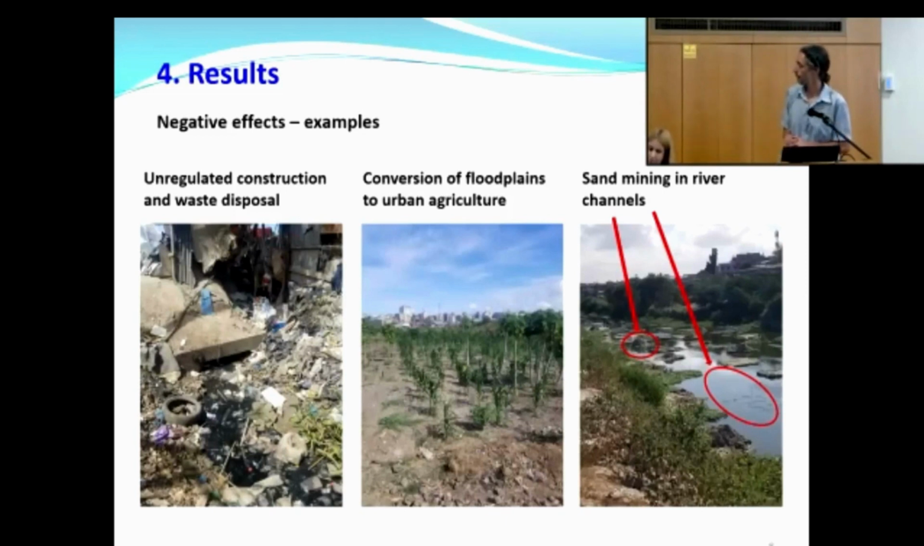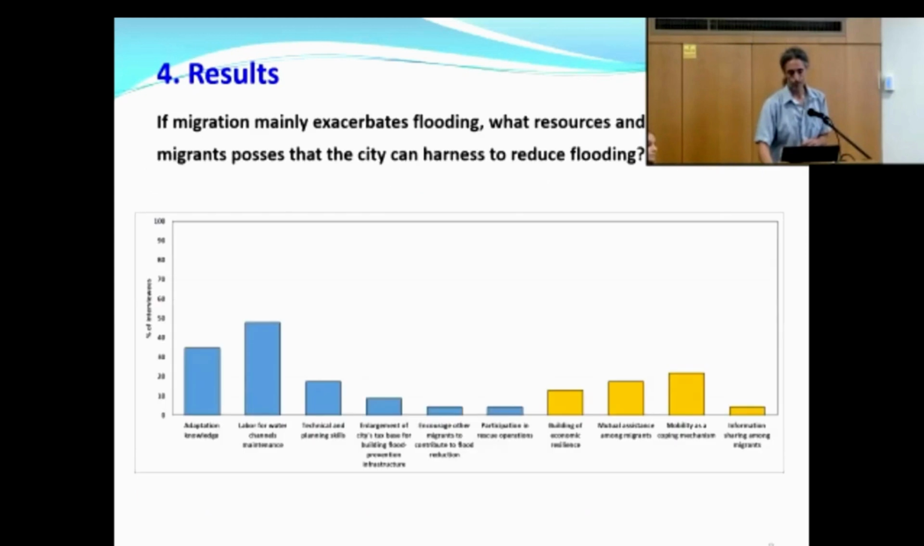Some of them do some other jobs. It's difficult to see here, I know, but some of them mine sand from the river channels, which means that it completely alters the flow of water. So it's difficult to see, but here there's a small amount of sand, and here these are areas that the sand has been removed from. So they completely alter the natural infrastructure of the flow of water.